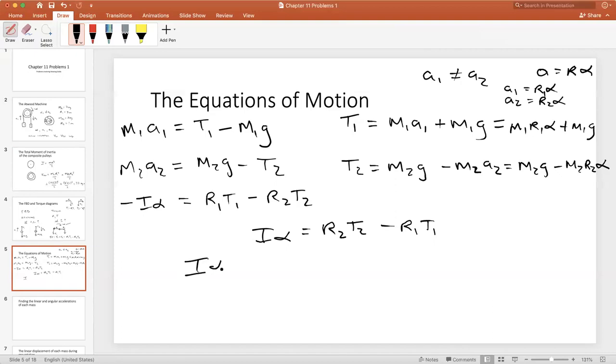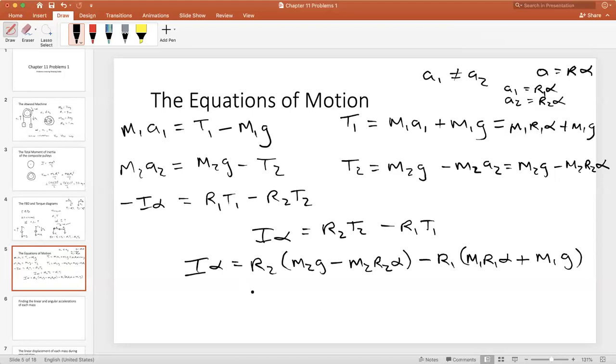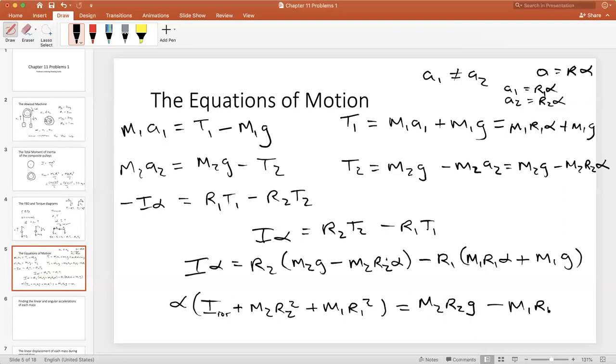So now my torque equation, I can write as R2 times m2g minus m2 R2 alpha, minus R1 times m1 R1 alpha plus m1g. And what this gives me, if I move all my alphas over, I get alpha times I total, plus m2 R2 squared, plus m1 R1 squared, is equal to m2 R2 g minus m1 R1 g. Okay, so now I have this equation that I can solve for alpha.